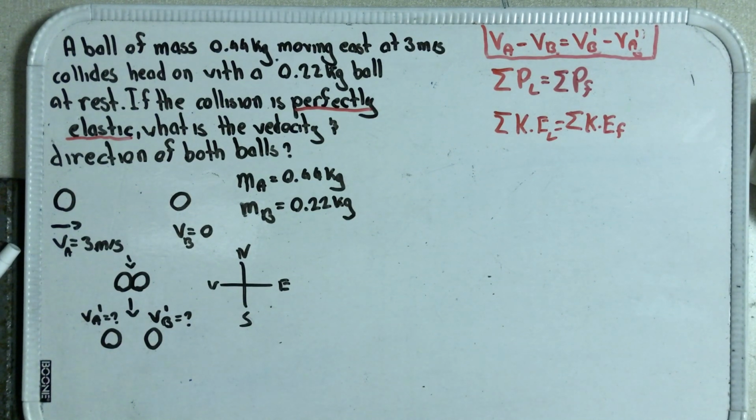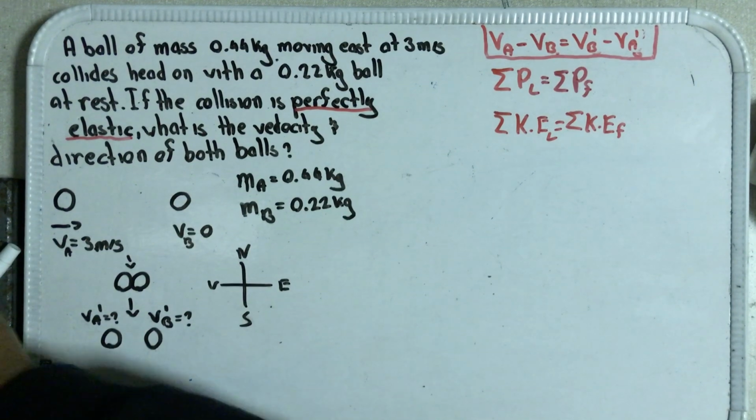So looking at our question, we have a ball of mass 0.44 kilograms moving east at 3 meters per second, and it collides head-on with a 0.22 kilogram ball at rest. If the collision is perfectly elastic, what is the velocity and direction of both balls? So we have a ball A moving east and it collides with ball B that's at rest. What happens when these two things collide? My layman intuition tells me they're going to go in opposite directions, but let's see how that actually works out.